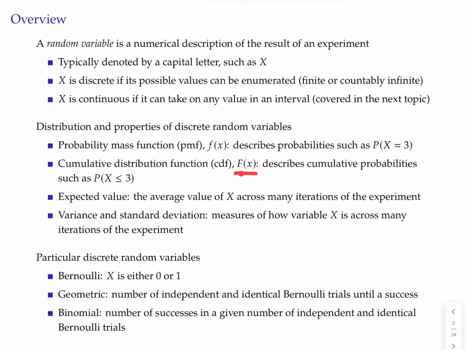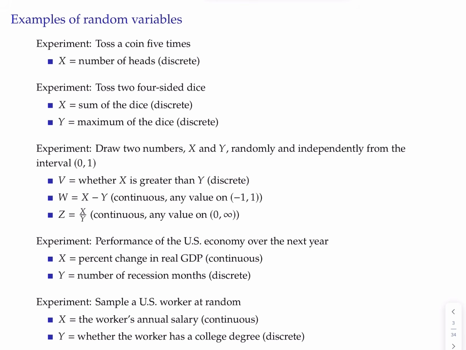A CDF is denoted uppercase F of x, and it describes what are called cumulative probabilities. So this is a cumulative probability: the probability X is less than or equal to 3. Okay. All right, and then we'll come back to the rest of the stuff later in the slides and other videos. Here's a bunch of examples.